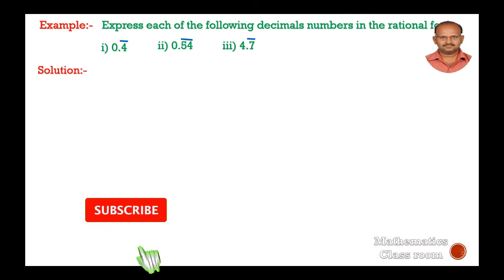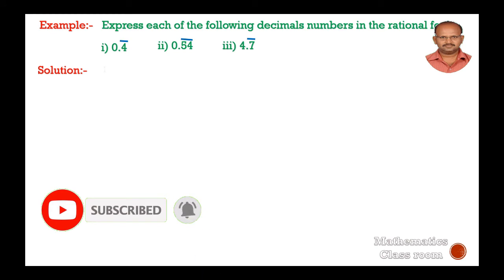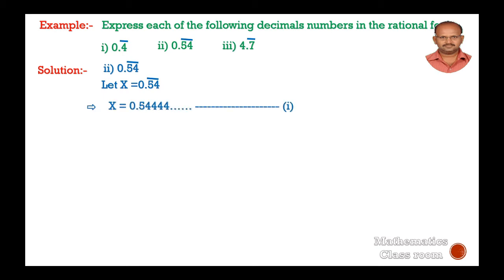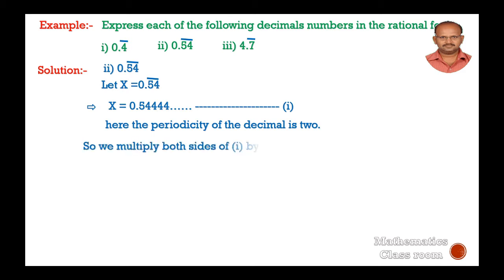Second question solution. 0.54 bar on 54. Let x is equal to 0.54 bar on 54, that is x is equal to 0.5454 and so on. It is equation number 1. Here the periodicity of the decimal is 2. So we multiply both sides of 1 by 100 and we get 100x is equal to 54.5454. It is equation number 2.